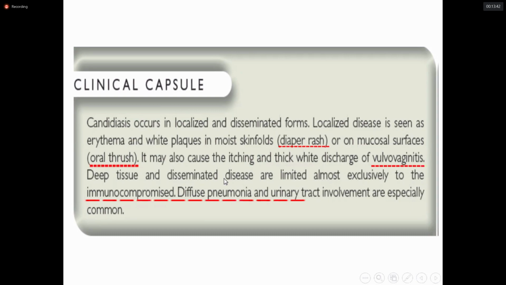Deep dissemination of Candida albicans deep in tissue is almost exclusively seen in immunocompromised. Usually, immunocompetent, normal individuals are not infected with deep dissemination of Candida albicans. This mainly occurs in immunocompromised, for example, in AIDS, patients taking cytotoxic drugs for cancers, in diabetes sometimes. Diffuse pneumonia and urinary tract infection are common examples of deep invasion of Candida albicans in the body. These diseases occur mainly in immunocompromised patients.